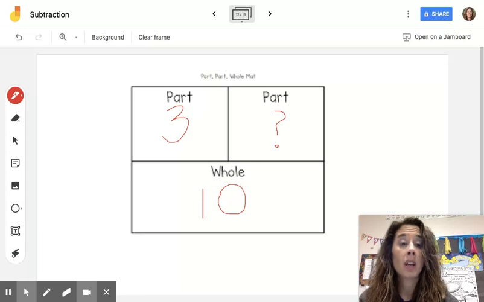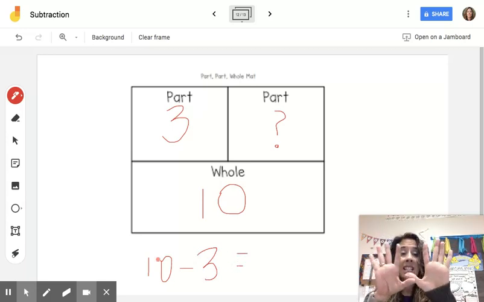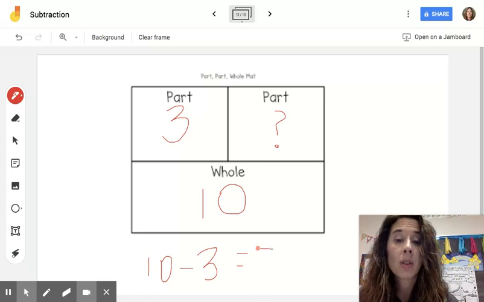If you said that we subtract the part we know, you got it. We take the whole and we subtract the part we know. And that will tell us the part we don't know. So what is 10 take away 3? 1, 2, 3. It's 7. So that is our missing number, friends.